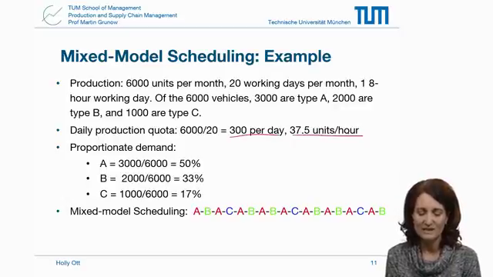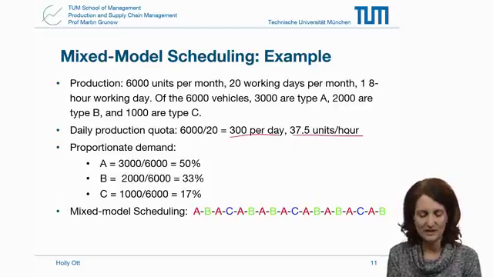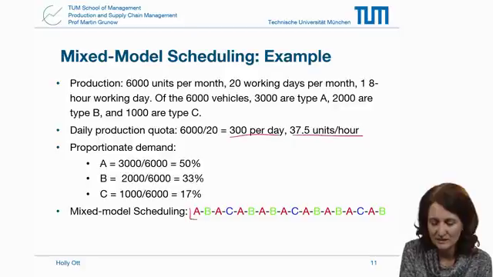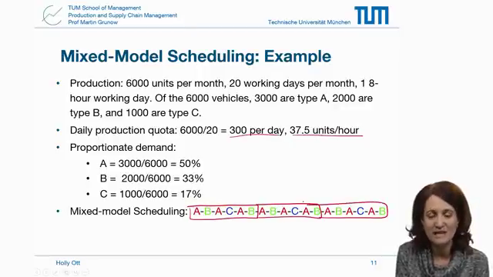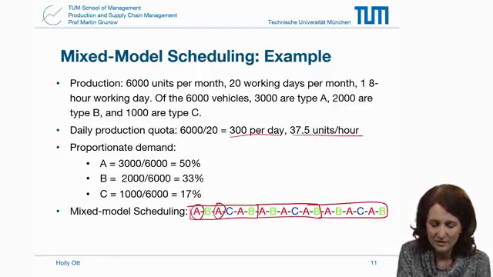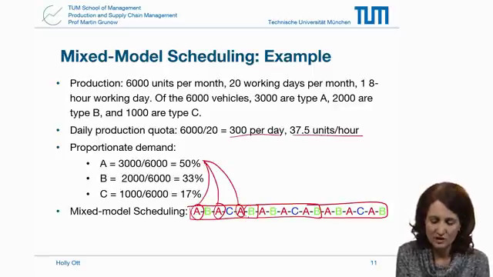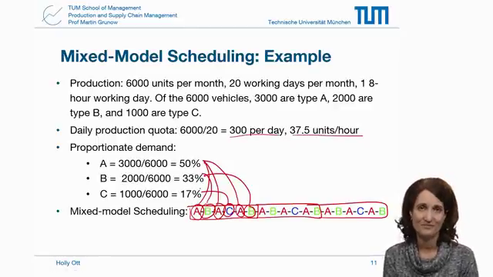So if we want to set up a mixed model schedule, well, we want 50% then to be type A, 33% to be type B, and 17% to be type C. And we can see that here with this repeating pattern of 6: A, B, A, C, A, B. We have 3 out of the 6, or 50%, are type A. 2 out of the 6, or 33%, 1/3, is type B, and 17%, or 1/6, is type C.